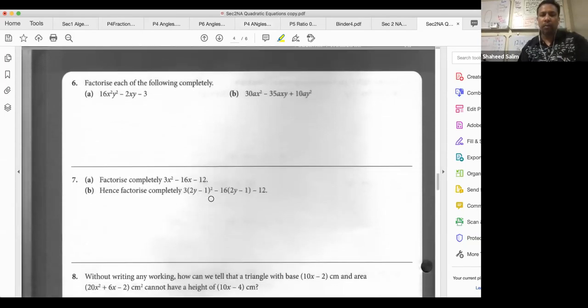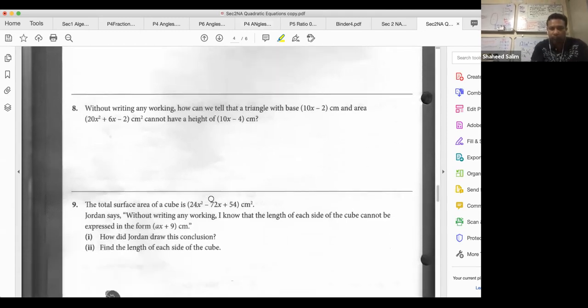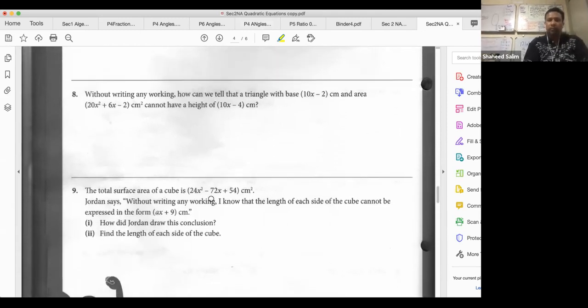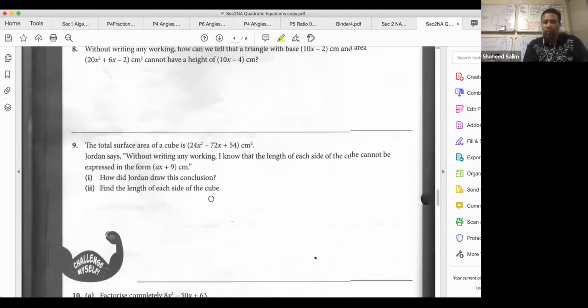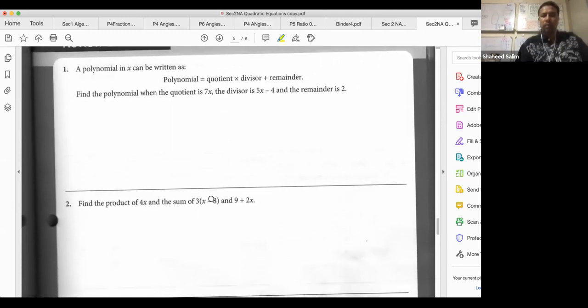Now we're going to... We do not want without any working, without any working. Can I take something? Yeah, take.